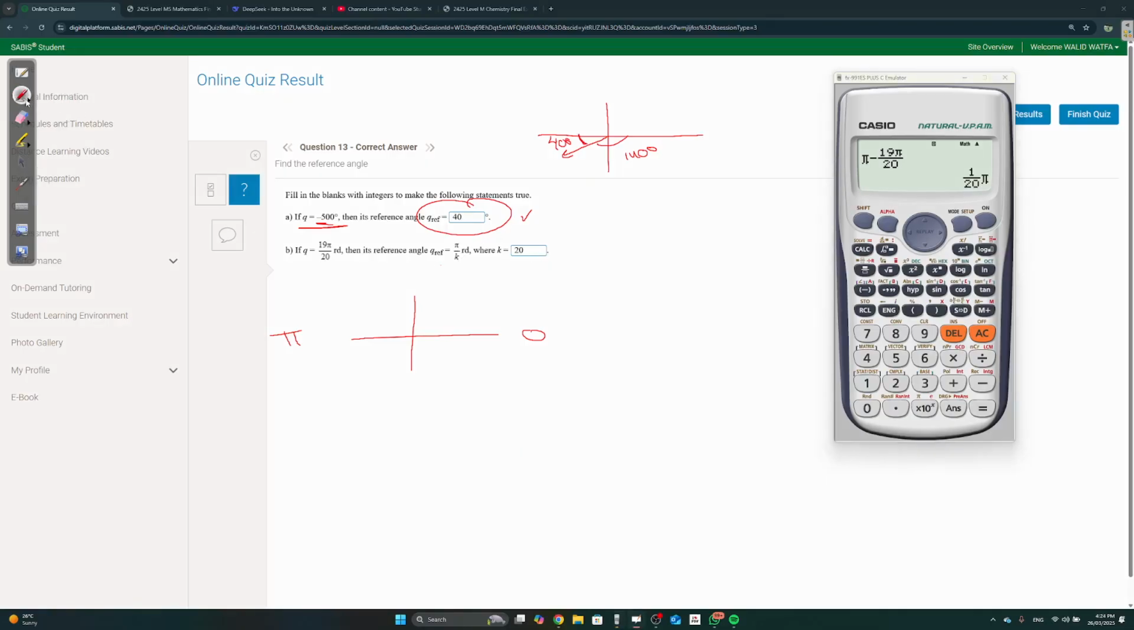Okay, if you don't know how to do this and you want to graph 19 over 20 pi, it's obviously greater than pi over 2, and it's almost at pi, right? Because pi will be 20 over 20 pi. It's just missing this 1 over 20, so it's going to look something like this, right? So how much is left until it reaches pi? 1 over 20 pi, right? Because this is 19 over 20 pi, so it just needs 1 over 20 pi to reach the horizontal axis. So the reference for it will be pi over 20. 1 over 20 pi is the same as pi over 20.